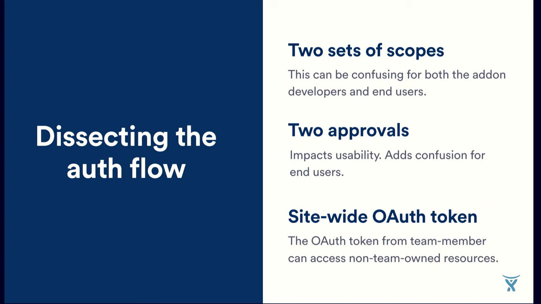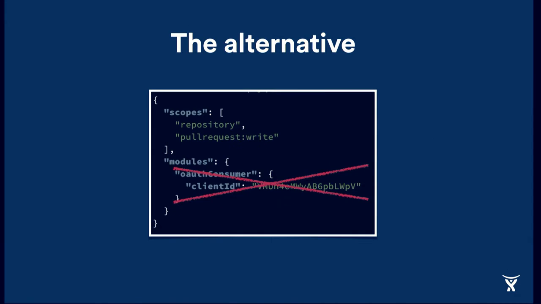And the third, and this is the worst aspect of the current flow, is that the token generated as a result of that OAuth dance for the pull request write scope can be used to write to pull requests not just of the team that the add-on was installed in, but all the teams the team member is part of. So if the team member was part of two teams and one of them installed the add-on, the token generated can be used to access the other team as well. That's not very secure. So what did we do to fix it?